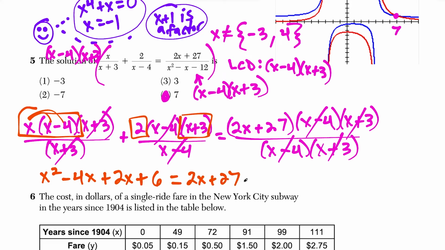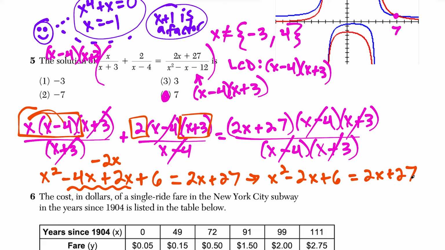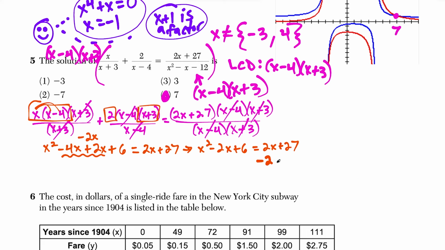So now from here, what we're going to do is get this quadratic with all terms on the left side. So what we have here is negative 4x plus 2x is going to make minus 2x. So I have x squared minus 2x plus 6 is equal to 2x plus 27. So now we'll solve this. We're going to go minus 2x on both sides. And we'll go minus 27 on both sides.